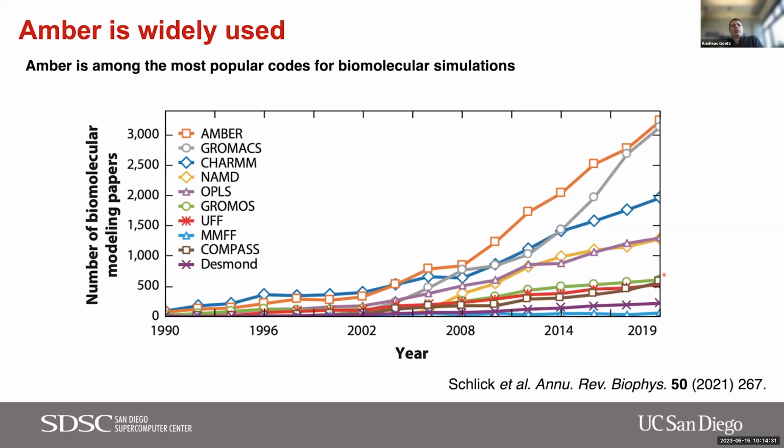And in particular, if you look at the software packages for biomolecular simulations, Amber is among the most popular codes actually. So you see it's basically leading the pack in terms of citations that publications are citing different software packages over the years. GROMACS is another code that is very popular. So that's an open source code. It's developed by a great European crowd. So those are probably the most widely used software packages.